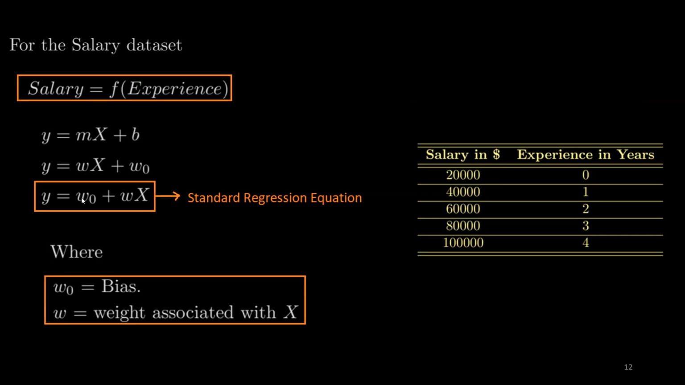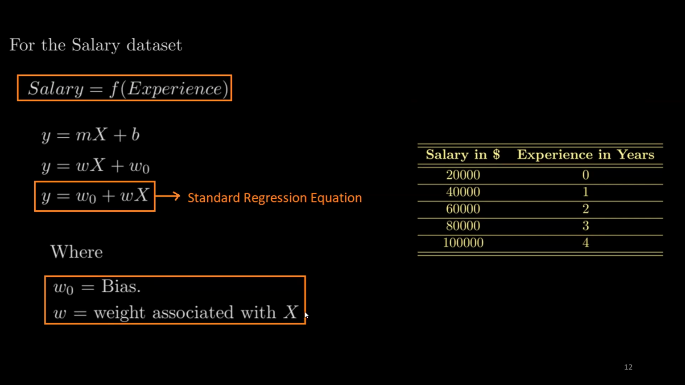So if I write W naught first and Wx after, then this is called the simplest form of regression, or the standard regression equation, where W naught is now known as bias. We will not call it intercept. Now it is called bias when we study regression. The concept is same. And W is called the weight which is associated with X.